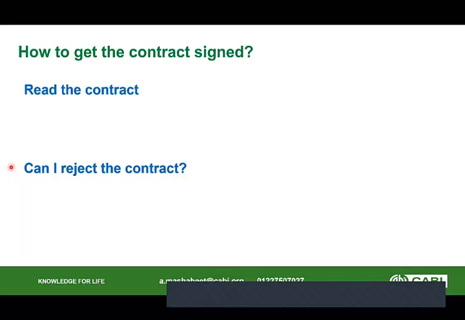So now, what if I have been finally selected, and when I read the contract, I found some terms that I cannot personally comply with? I know for sure that I will not be able to fulfill them. What can I do? Can I reject the contract? This is a question for all of us, and I really would love to know your answer.